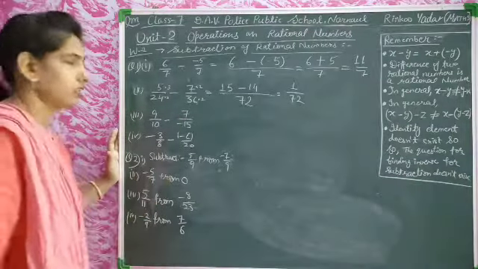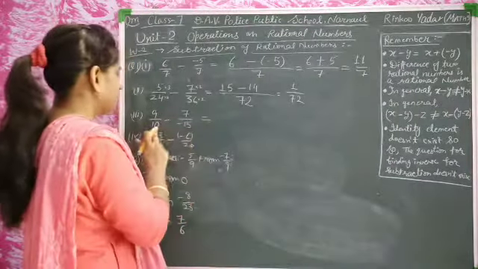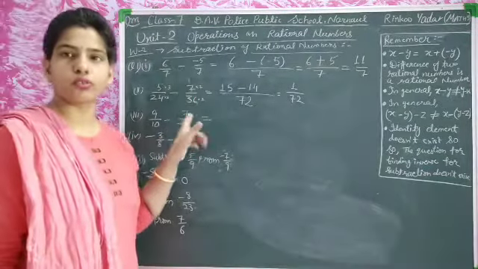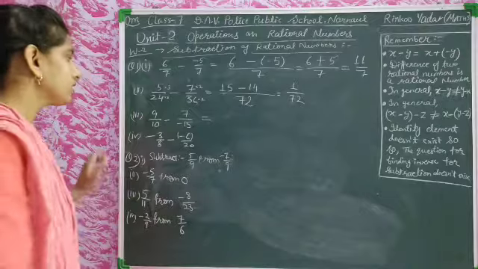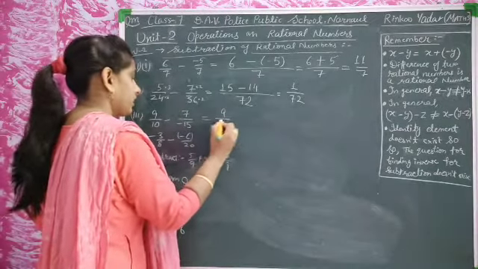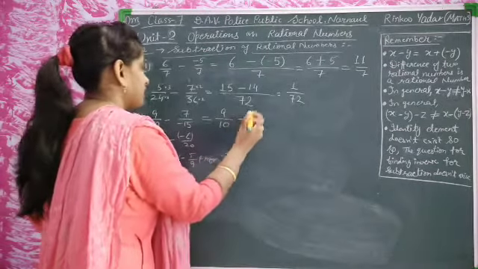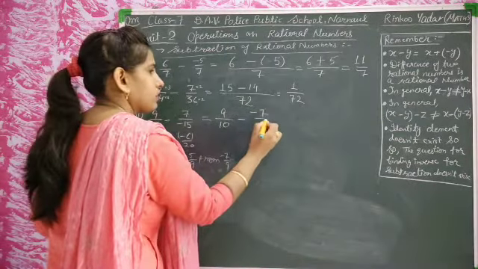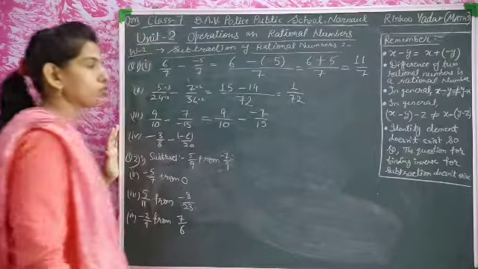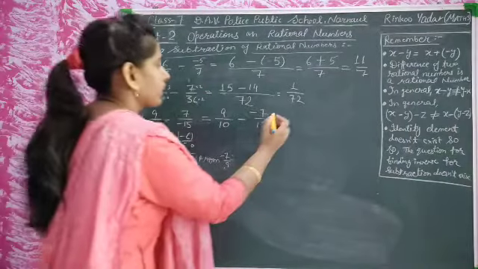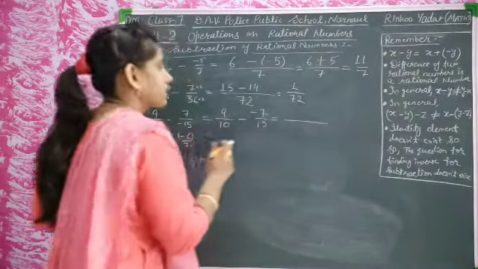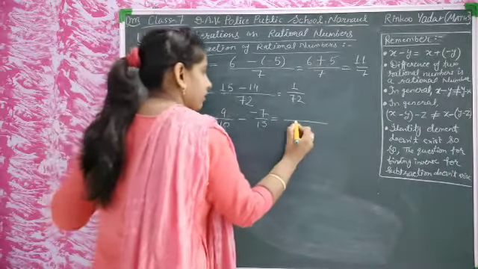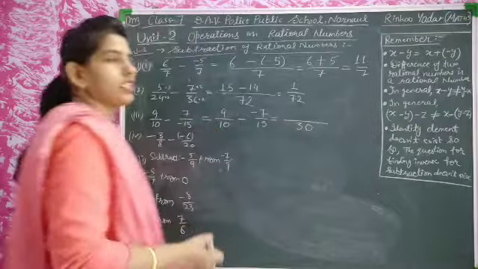Now part third. You are seeing that this is not in the standard form, so we will first make it standard form. 9 by 10 and this minus, multiplied by the negative sign, so it equals minus 7 by 15. Now taking the LCM, what is the LCM here? That equals 30.